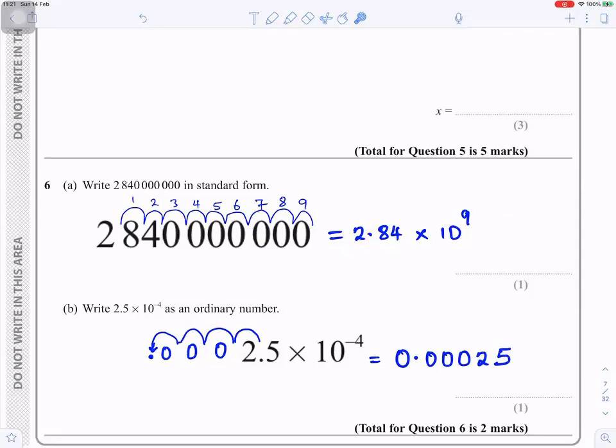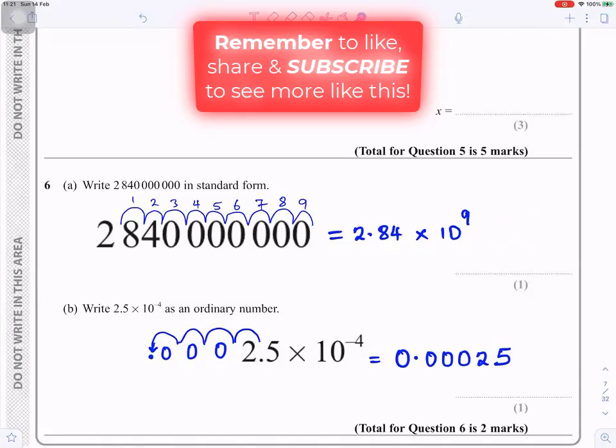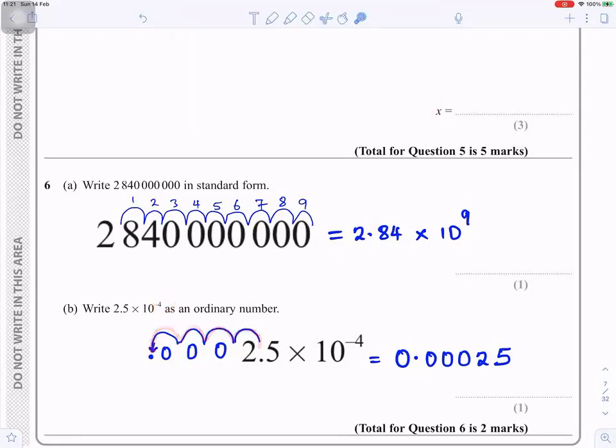Write 2.5 times 10 to the minus 4 as an ordinary number. You move the decimal point 4 places to the left because it's 1, 2, 3, 4. Under those spaces, you put a 0. So it will be 0.00025.